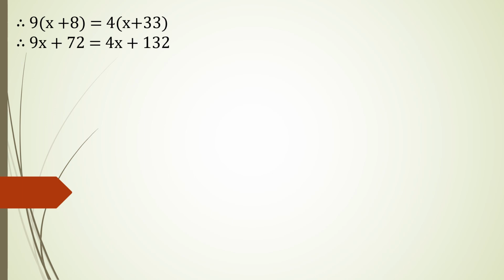you'll get 132. Now the next step, students: you have to bring variables to one side and the numbers to the other side. So the 4x will come to the left-hand side and become minus 4x, equal to 132, and the 72 will go to the right-hand side and become minus 72. So you'll get 9x minus 4x equal to 132 minus 72. So we will solve this further. 9x minus 4x gives 5x equal to 132 minus 72, which is 60.